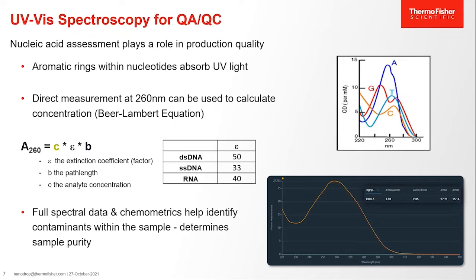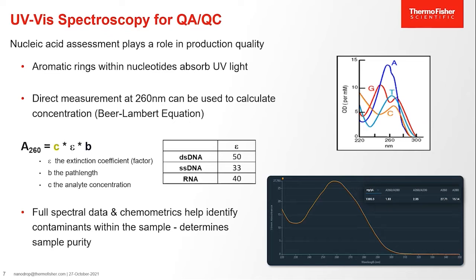In that graph on the right-hand side, we see the four different bases absorbing light at different wavelengths across the UV-Vis spectrum. Combining those all together into a longer double-stranded DNA or RNA chain yields the result on the bottom there. The orange line is showing, in this case, an RNA sample, where the spectrum is a result of all of the individual absorbance patterns of the individual bases.